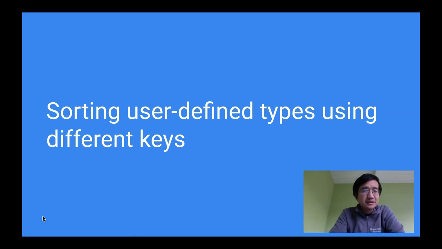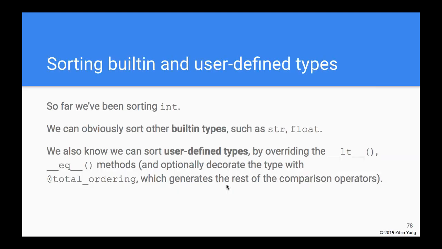Hi, so in this video, we're going to talk about the proper way to sort user-defined types using different keys. So far in all of the sorting algorithms that we do when we want to test them, we always use input of integers. Now we know we can sort by other built-in types, such as string and float, etc. We also know that we can sort user-defined types if we override the dunder LT method and the dunder equal method of that type, right?